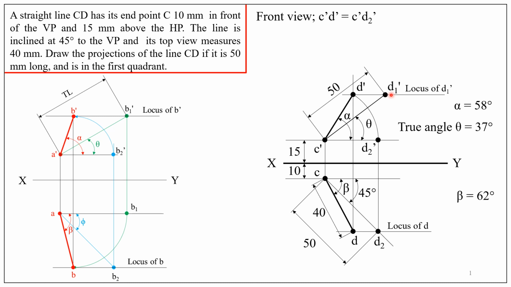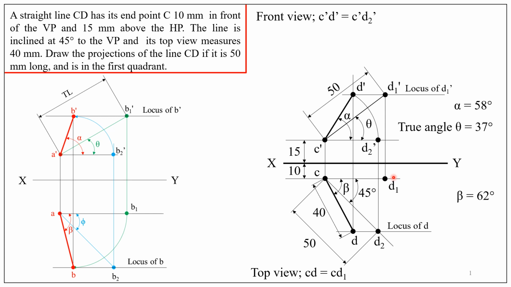So what is this C dash D1 dash? It is a front view of the line, assuming it is parallel to VP and inclined at an angle theta to the horizontal plane. So what is its corresponding top view? Draw a perpendicular from D1 dash, and it intersects the horizontal through C at D1. So what is this CD1? We know CD1 is equal to the top view CD. We already have drawn CD. So CD is equal to 40. Definitely CD1 must also be equal to 40. If we measure, it will be 40.